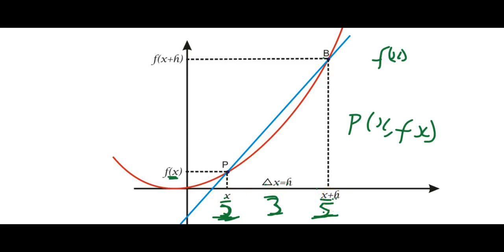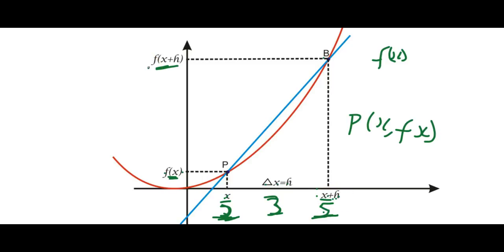Good. And so if that is the case, then the corresponding y value is going to be f of x plus h. If here is x and here is f of x, then if here is x plus h, then here will be f of x plus h. I think it makes sense.